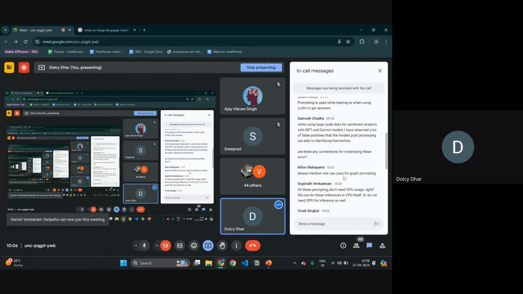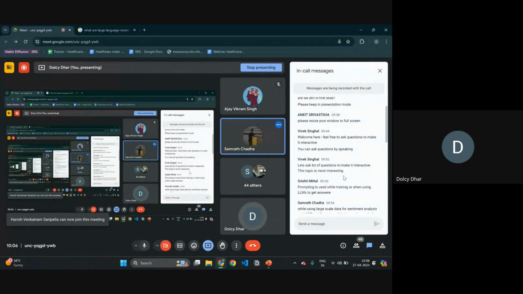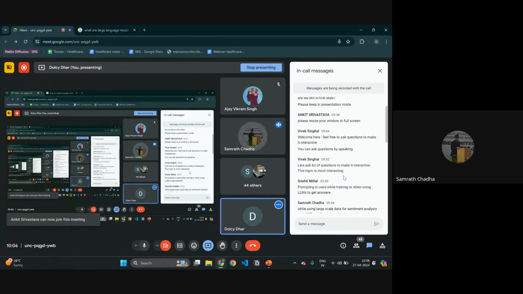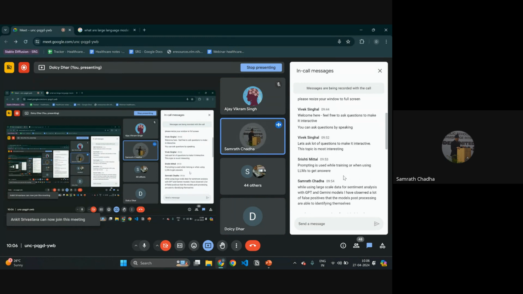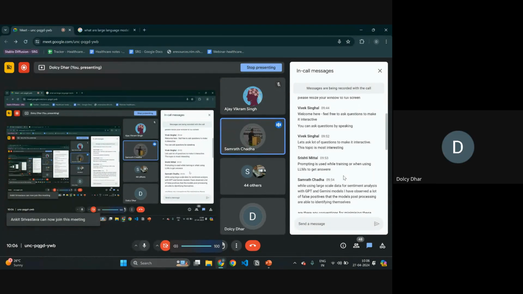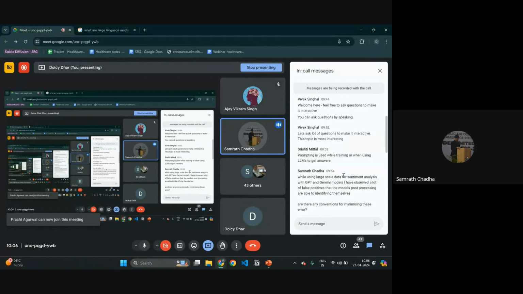So, I have a question, if I could. Yes, sure, Samrat. Tell me. I've been using GPT and I've been using Gemini for large scale sentiment analysis with certain data sets. What I've been noticing is that GPT especially has been creating false positives that my post processing steps later detect as mistaken. Is there any standard for how to mitigate or reduce this error percentage, or at least the false positive error percentages?